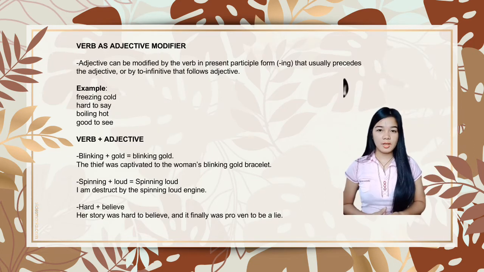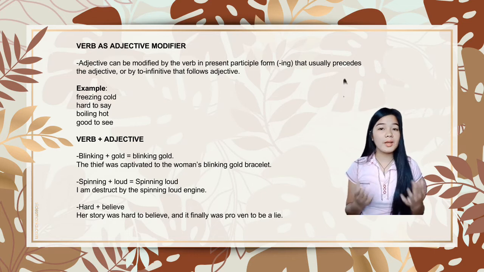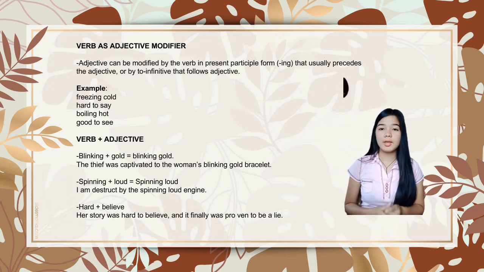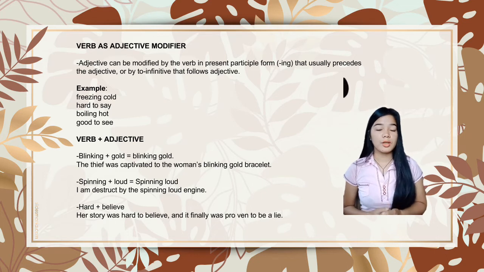Verb as adjective modifier. An adjective can be modified by the verb in present participle form, -ing, that usually precedes the adjective, or by a to-infinitive that follows the adjective. Example, freezing cold. In this example, freezing is the present participle form and it comes before the word cold, which is the adjective. Another example is hard to say, boiling hot, and good to see.